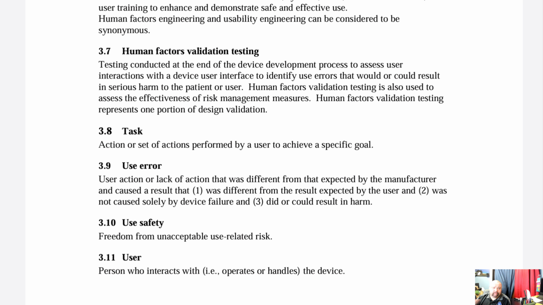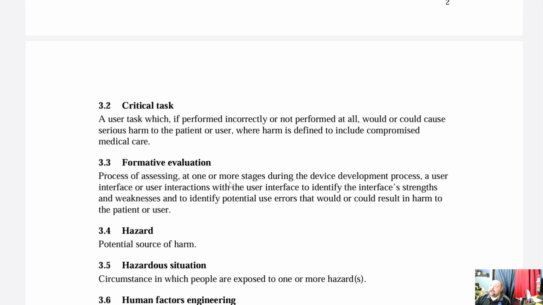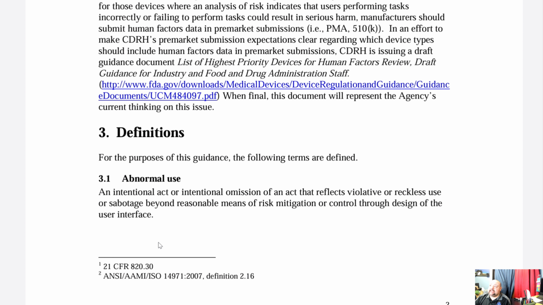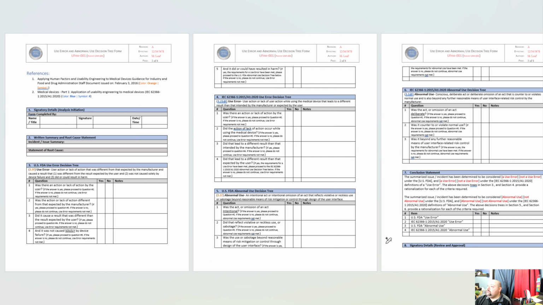But while we're here, we should take a peek at what I consider to be a wild card sometimes, and that is abnormal use. And that's an intentional act or intentional omission of an act that reflects volitive or reckless use or sabotage beyond reasonable means of risk mitigation or control through design of the user interface. We look at the decision tree for use error or abnormal use.